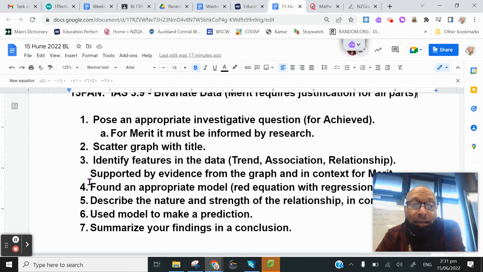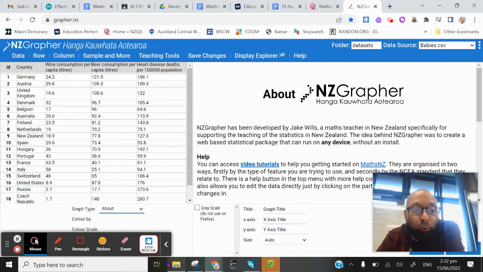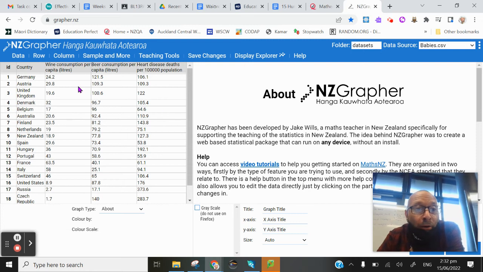appropriate investigative question. Now that investigative question is going to come from our variables. The one we're going to be doing right now is around wine consumption and heart disease. So that's going to be my investigative question. I wonder if there's a relationship between wine consumption per capita and heart disease deaths.